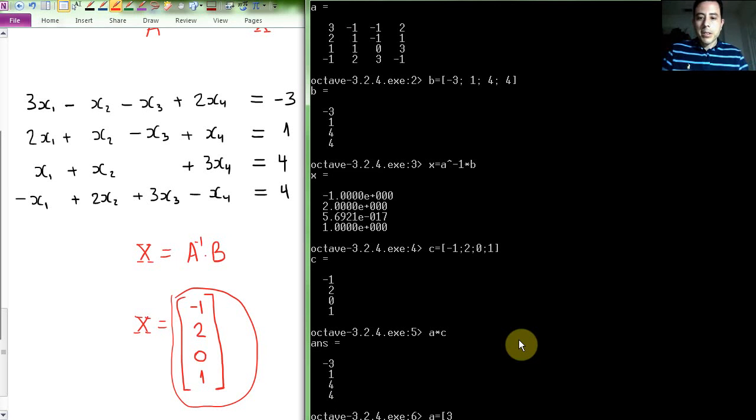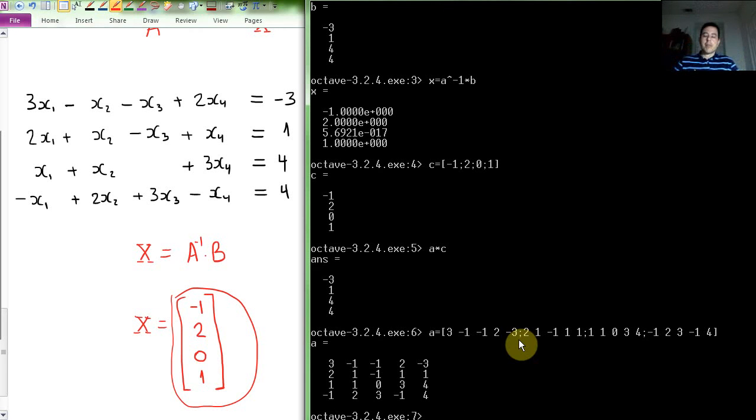So B3, negative 1, negative 1, 2, negative 3. Okay, so I'm adding now the fifth column there. Now it's an augmented matrix: 2, 1, negative 1, 1, 1; 1, 1, 0, 3, 4; negative 1, 2, 3, negative 1, 4. Okay, it's an augmented matrix.